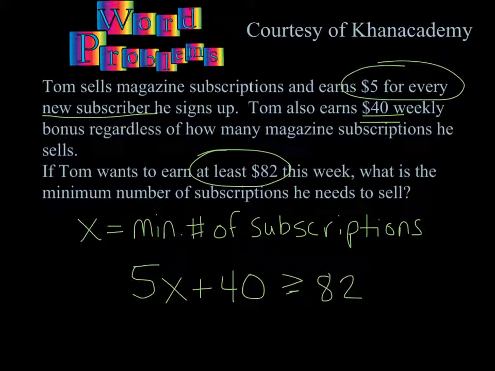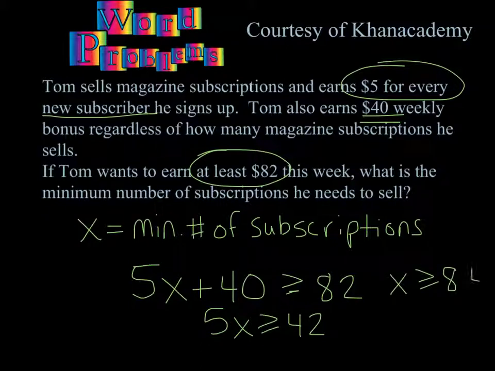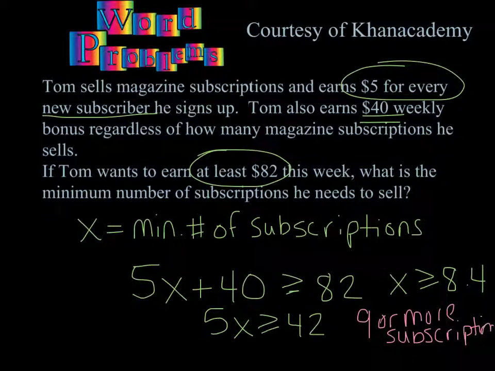So first thing you want to do is subtract 40 from each side, which gets you this. And then when you divide by 5, you get greater than or equal to 8.4. So if we sell 8 subscriptions, we're not going to make the 82. We can't sell 8.4, we can't sell 0.4 per subscription. This is where we say 9 or more subscriptions. So you just have to try with word problems to answer it in the context of the problem. So 9 or more.